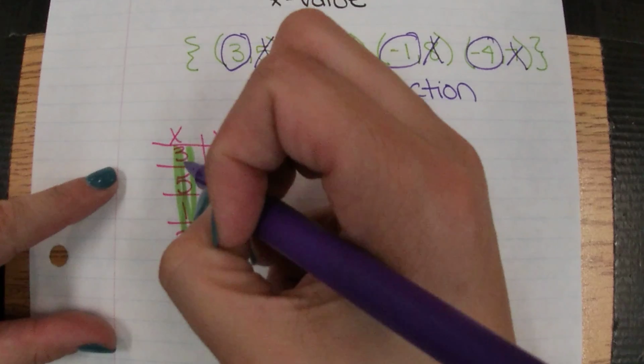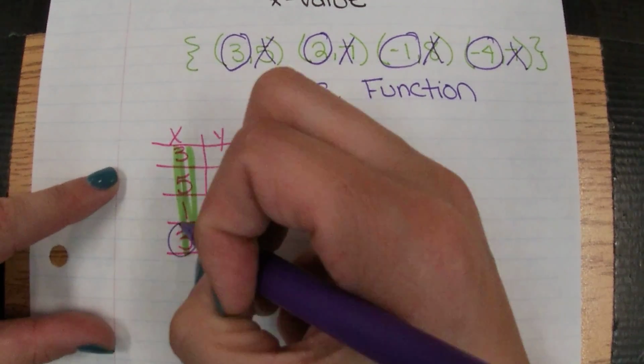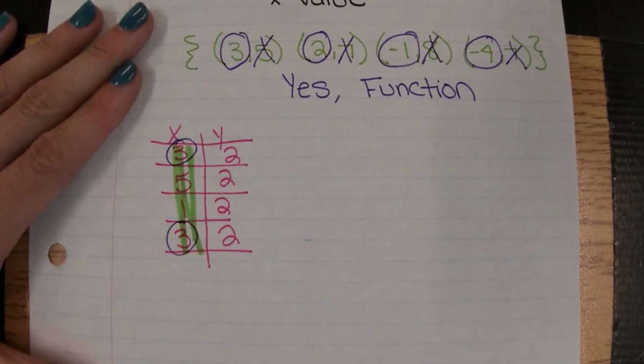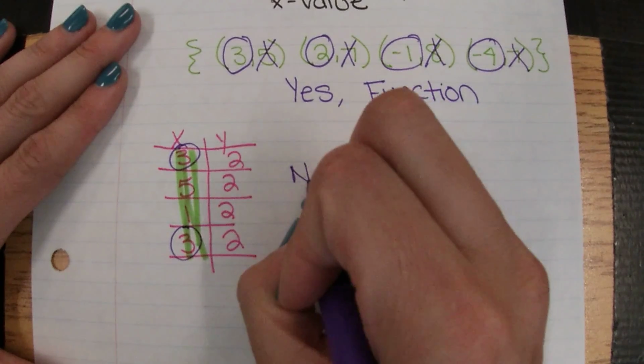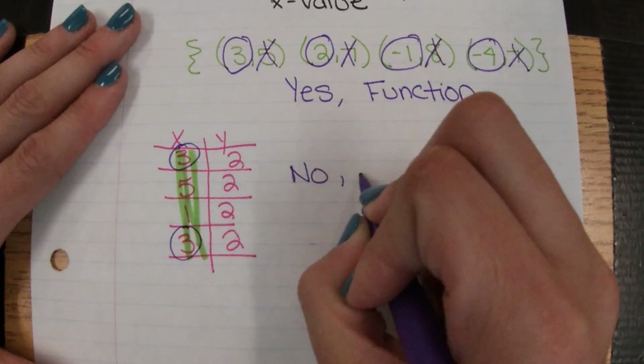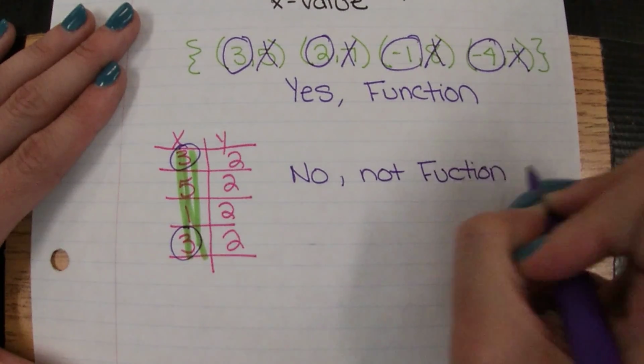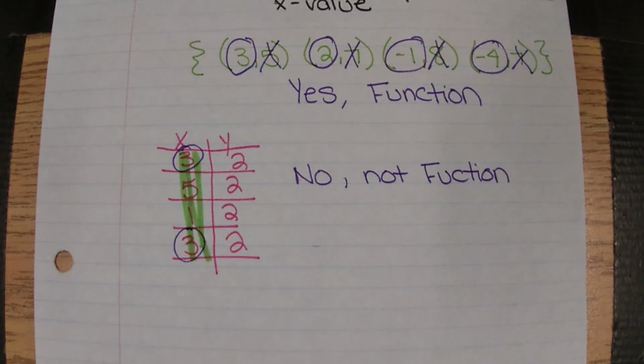Okay, so if we look, 3, 5, 1, 3. Oh, right here, we see that 3 is used twice. So the x value does repeat. So no, this is not a function, right? It's just a relation, but not the special type of relation we call a function.